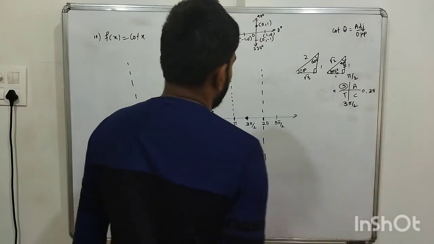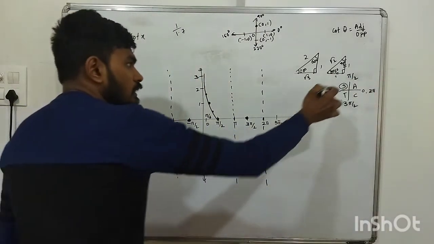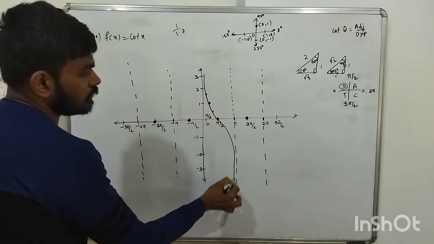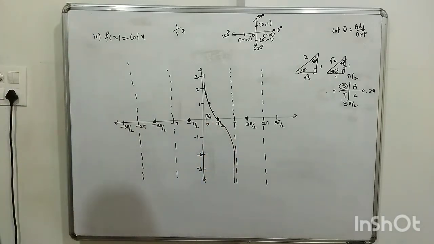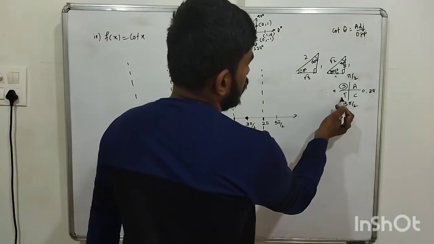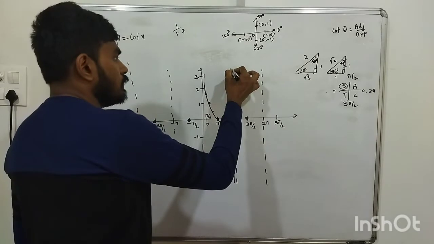From pi by 2 to pi, cot will be negative, correct? Because here sine and cosec are positive, remaining are negative. Cot will be negative, so the curve will be like this. Similarly, from pi to 3 pi by 2, tan and cot are positive here, so this will be positive like this.